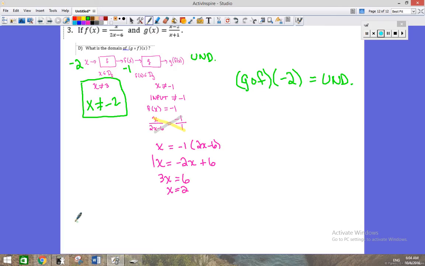All right, so let's write our domain of g composed with f: all real numbers excluding 2 and also excluding 3.